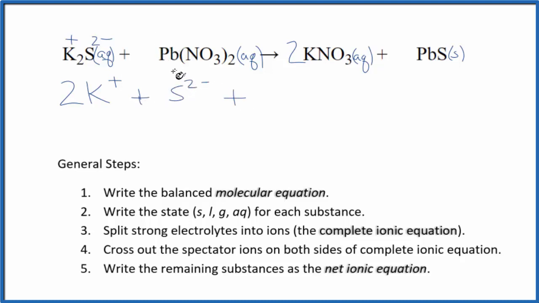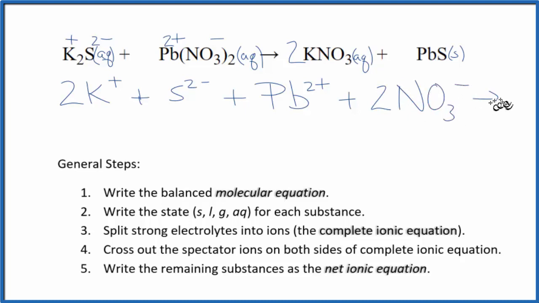Lead, we can't tell just looking at it. It's a transition metal, but it's bonded to the nitrate here, which is always 1 minus. I have 2 of them, so it's got to be 2 plus. That's why we call this lead(II) nitrate. So we have our lead(II) ion, Pb2+, and 2 nitrate ions. And these are the reactants in our net ionic equation.